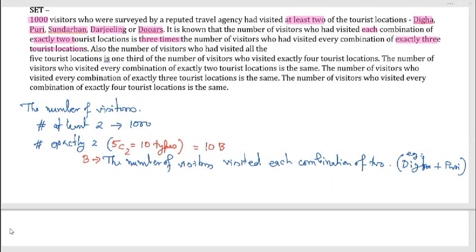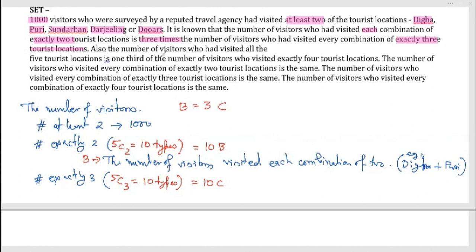Similarly, I can find it out for exactly 3. Exactly 3 would be a combination out of 5C3, which is again 10 types. I am considering that this is equal to 10C. And what is the relation it has given? The number of visitors who had visited each combination of exactly 2 tourist locations, that means B, is 3 times the number of visitors who had visited every combination of exactly 3. That means 3 times C. This is the information from here.